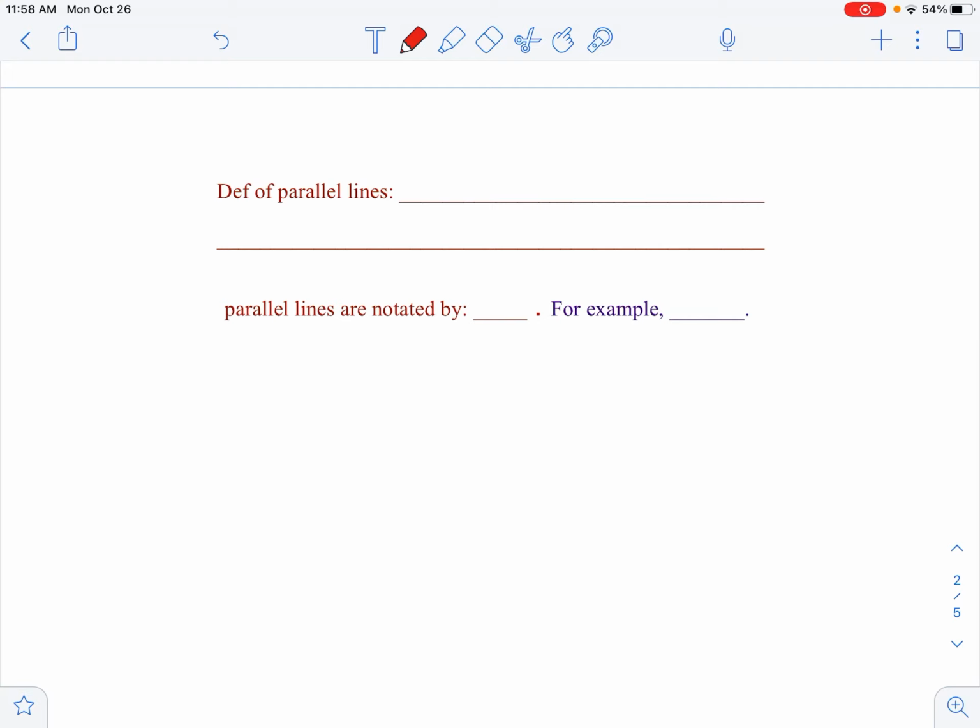Okay, so next we have the definition of parallel lines. So what is the definition of parallel lines? Parallel lines are two lines that never intersect. So two lines, two or more lines technically, that never intersect.